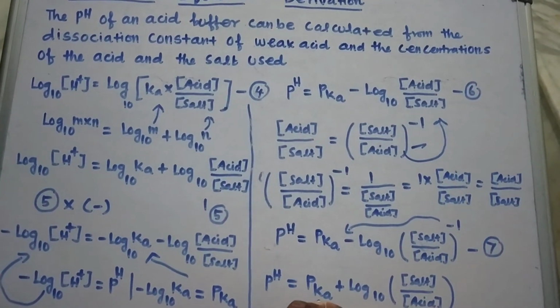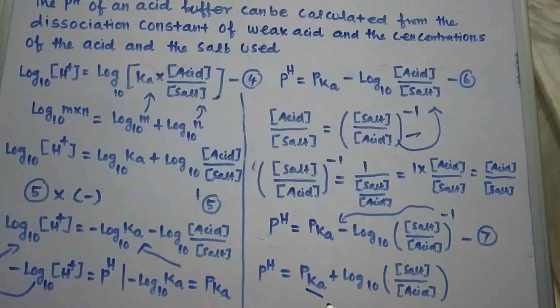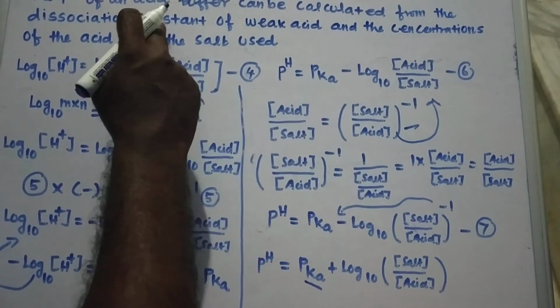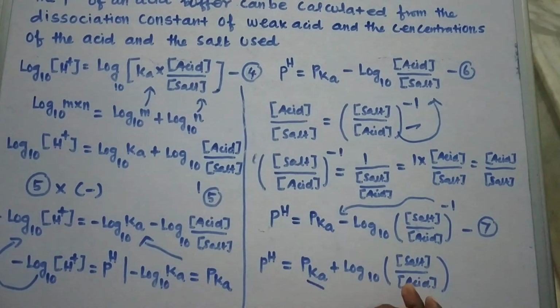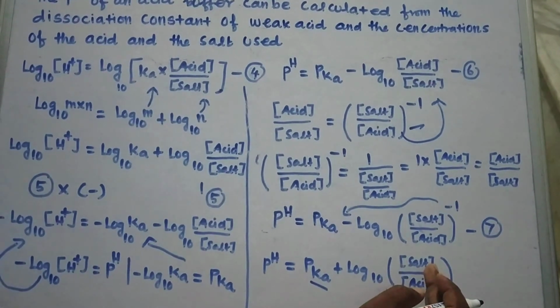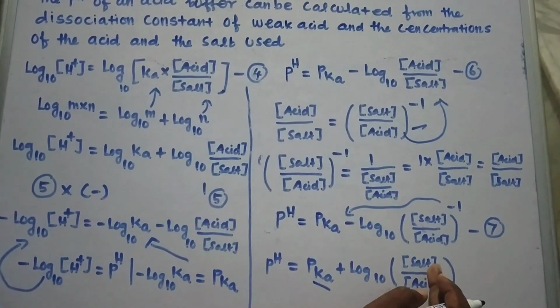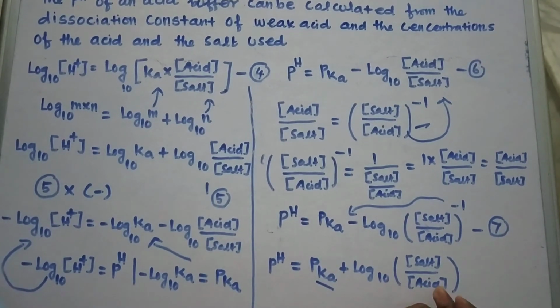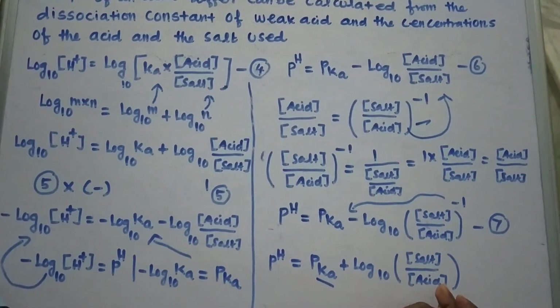Here Ka is the dissociation constant of the weak acid, and square bracket of salt is equal to the concentration of the salt used, and square bracket of the acid is equal to the concentration of the acid used.